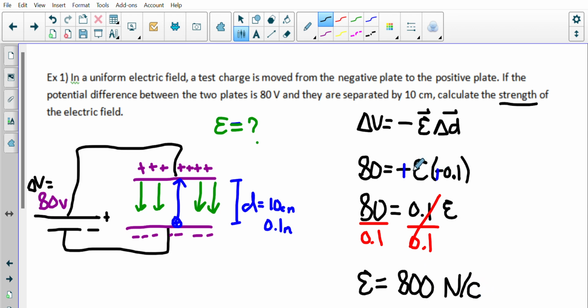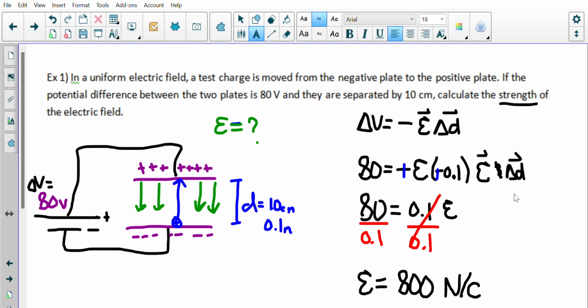But again, these two minus signs cancel each other out because, for delta D, I made it negative because epsilon has direction, and delta D is a vector, it has direction. And in fact, they are in opposite directions. All right, so that's a situation where we're looking at electric potential difference.